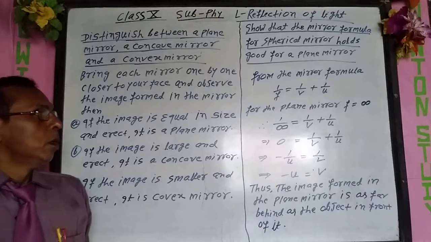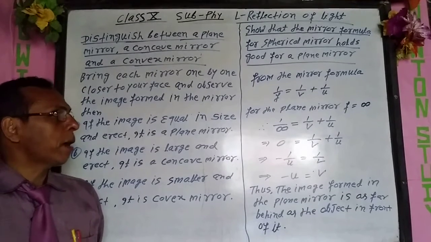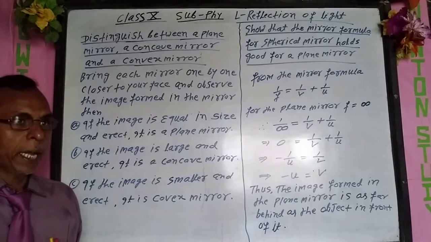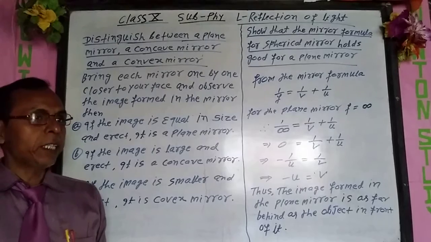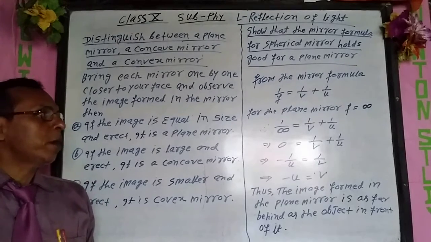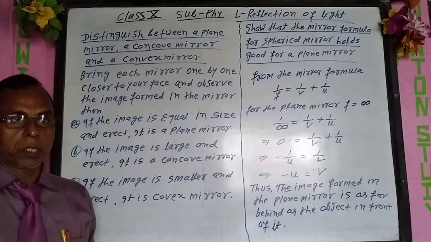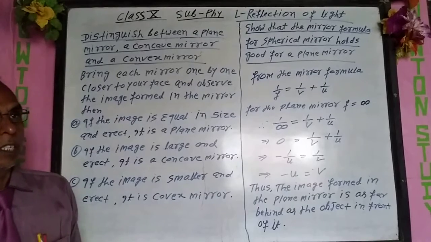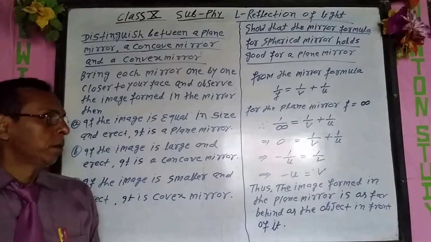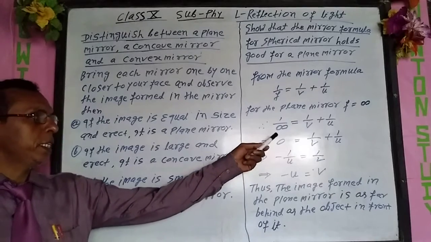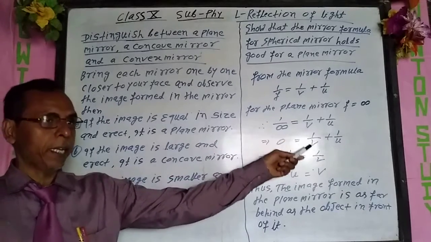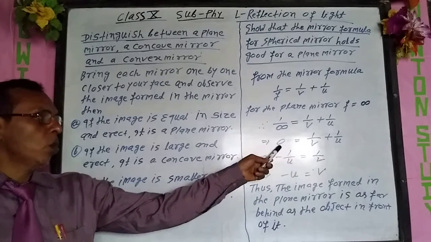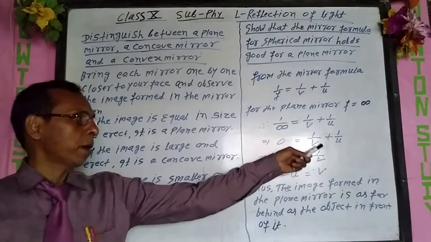We know that by the mirror formula 1 by f is equal to 1 by v plus 1 by u. For the plane mirror, focal length is equal to infinity. Hence, 1 by infinity is equal to 1 by v plus 1 by u, implying 1 by infinity means 0 is equal to 1 by v plus 1 by u.